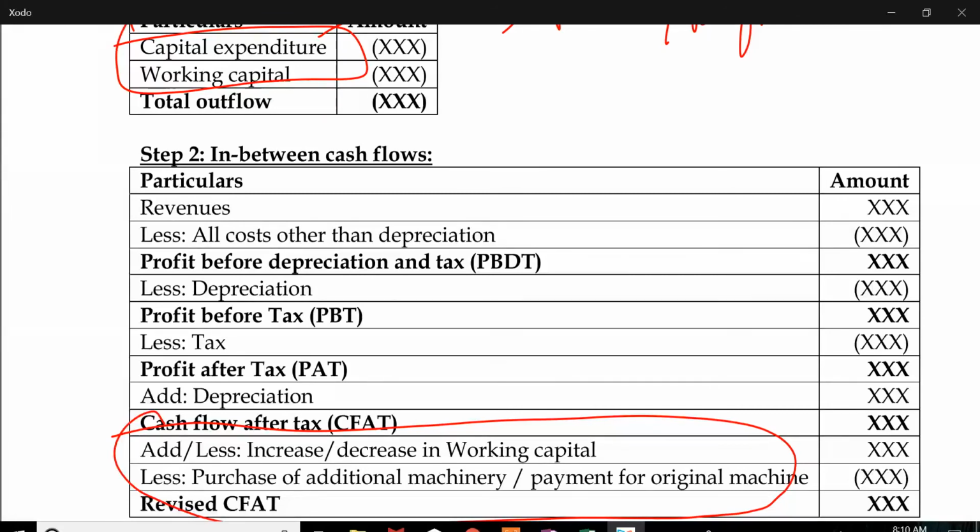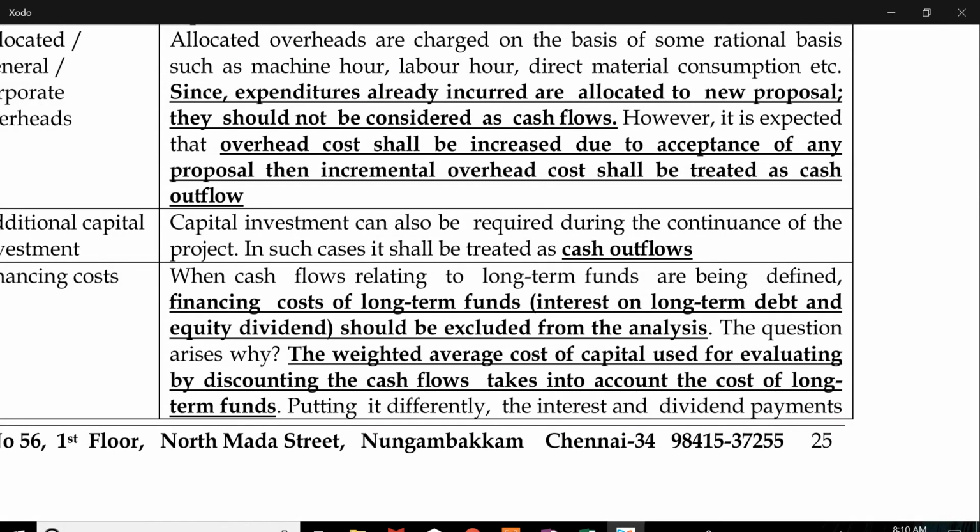Okay, now we'll revise the steps again. Your step 1 is initial outflow, two components of outflow. One is capital expenditure and second is working capital. Capital expenditure is basically the fixed assets which you buy. Working capital is basically the current assets which you need: current assets minus current liability.